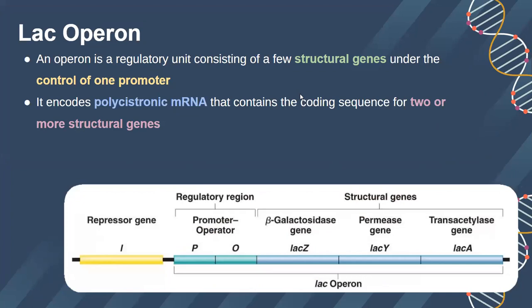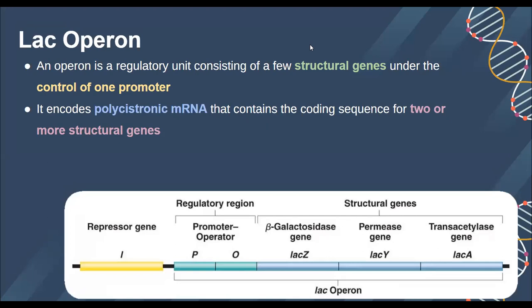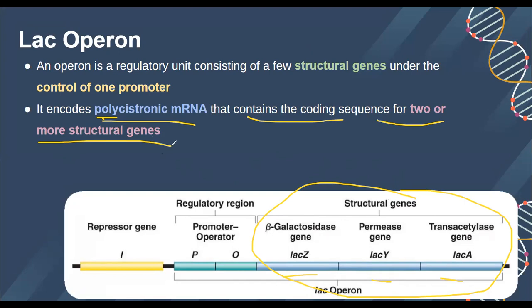Okay, so it encodes polycistronic mRNA. Remember, in the previous videos we were discussing monocistronic mRNA. Mono stands for only one gene. Here we are dealing with more than one gene, so that is why poly. This lactose operon is coding for more than one gene: gene number 1, gene number 2, gene number 3. Three genes are there in this lactose operon, so it contains the coding sequence for two or more structural genes.